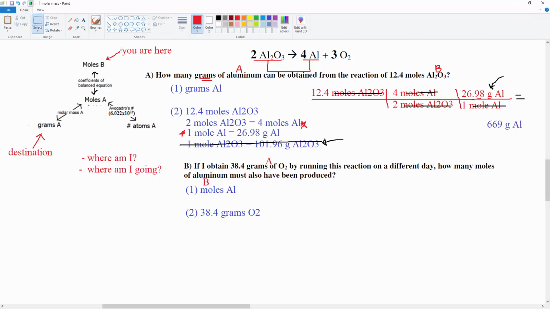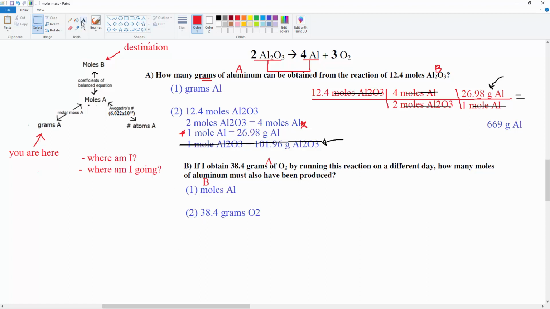So we're going to reverse course, reverse position. Your destination is moles of aluminum, so that's up here. And you're starting at grams of oxygen, that's down here. And this says, hey, use the molar mass of A to get here, and then the coefficients to get here. So I only need the molar mass of the oxygen. I'm not going to need the molar mass of the aluminum.